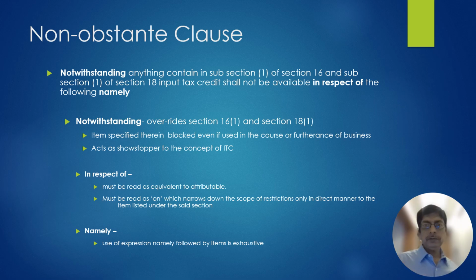However, it is specifically covered under section 17(5) that the GST credit is not eligible. Therefore, one cannot avail the GST credit on a motor car even if it is used in furtherance of business, because it is specifically blocked under section 17(5), and section 17(5) overrides the provision of section 16, which is the enabling provision of input tax credit.